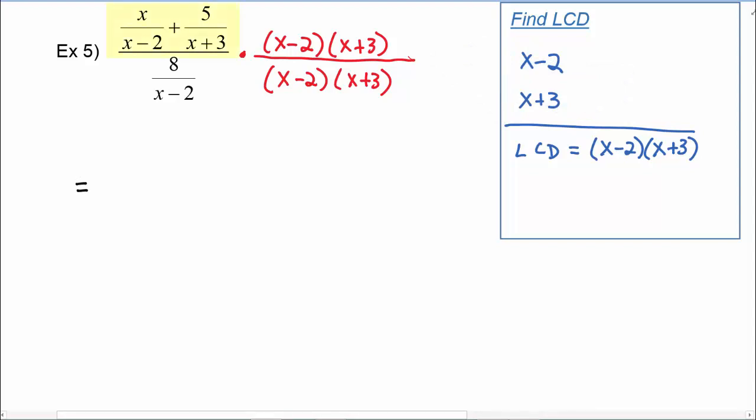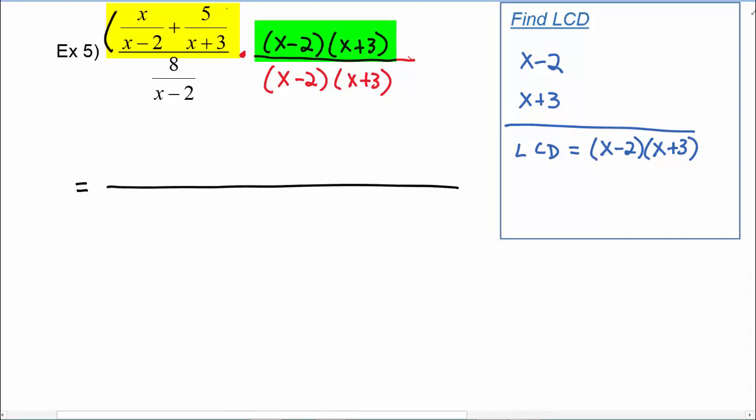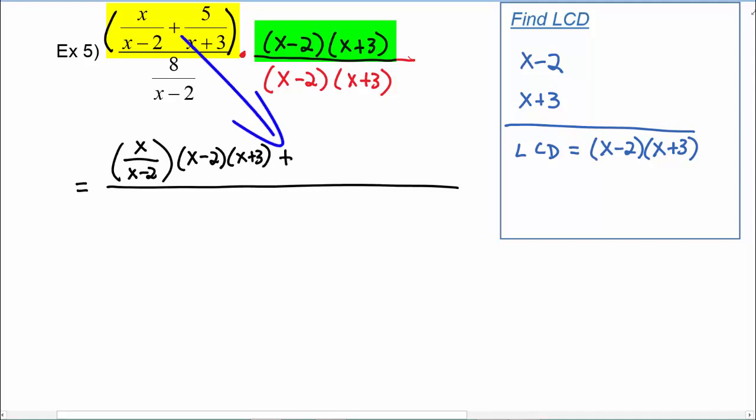Now we'll take numerator times numerator, which means we'll need to distribute. So we'll have x over x minus 2 multiplied by x minus 2 times x plus 3 plus 5 over x plus 3 multiplied by x minus 2 times x plus 3.